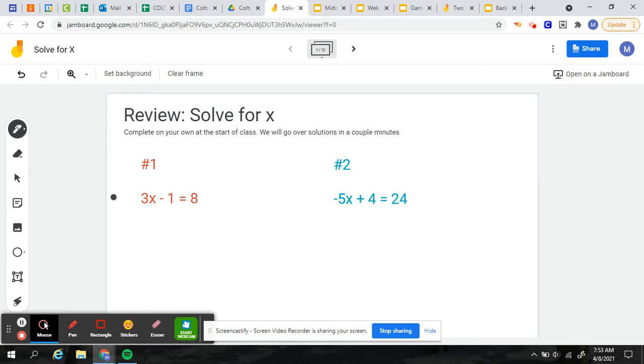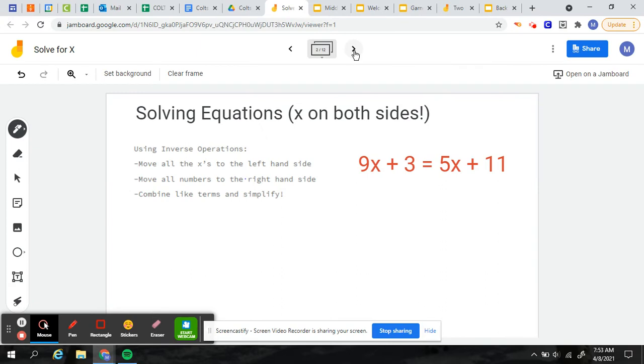So on the very first slide, you will see that there's a review where we are solving for x. There's only one x in your equation. So for this, you're just going to put that wall up at the equal sign and use inverse operations to get x isolated. On slide 2, though, you will see that we have our new content, which is solving equations when there's an x on both sides.